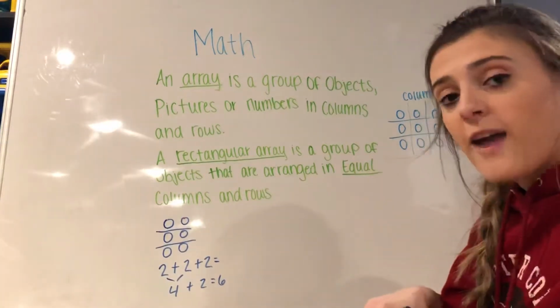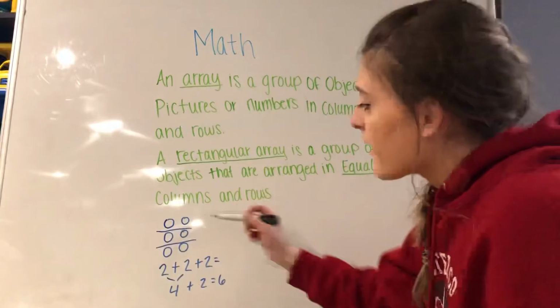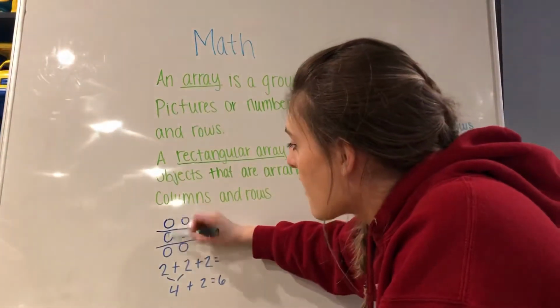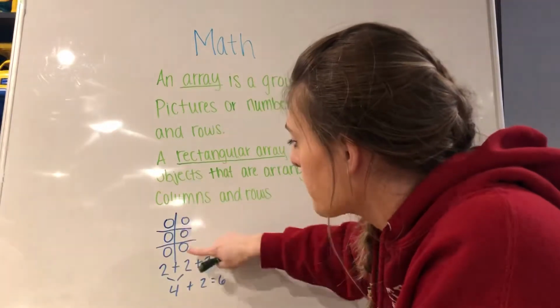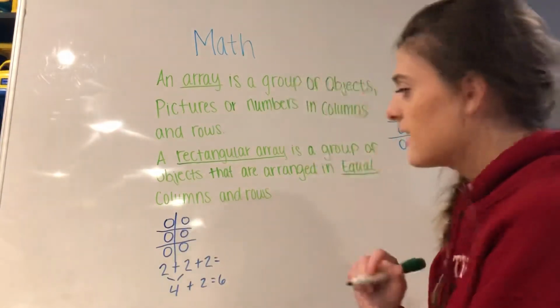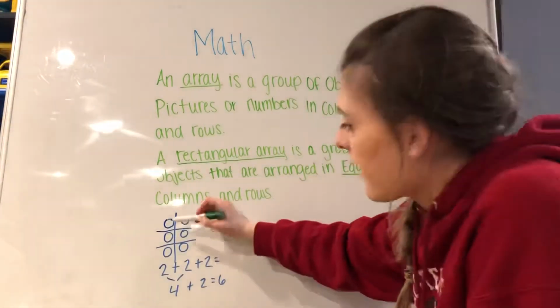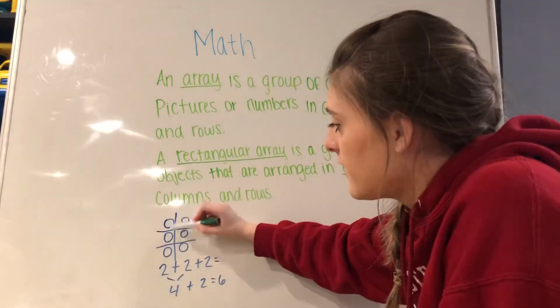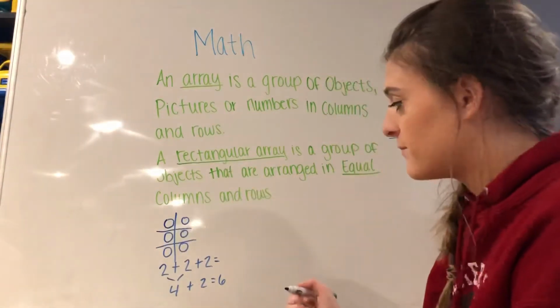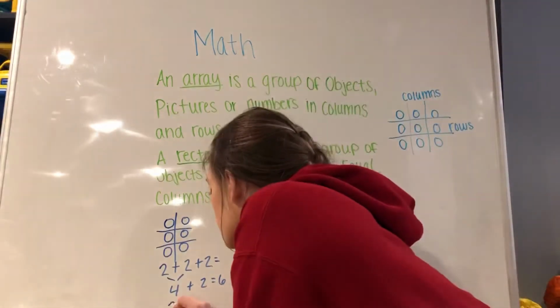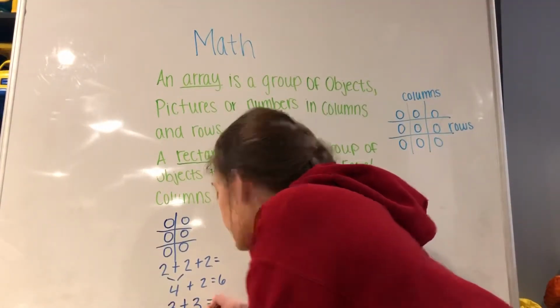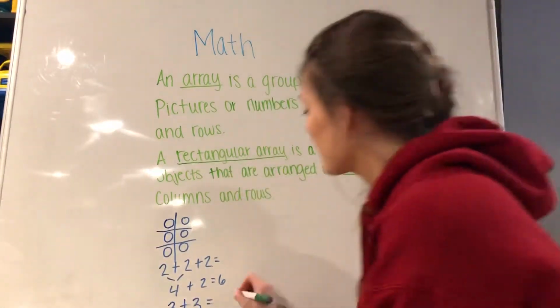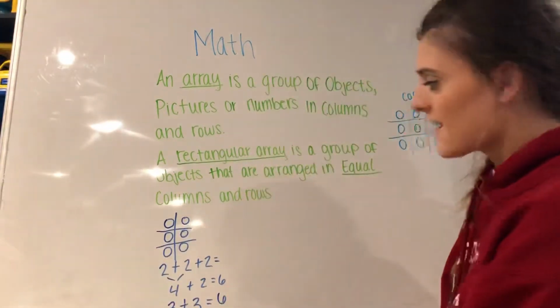The second way that you will is by looking at the columns. So we're going to look at our columns that go up and down. And we have 2 columns, and we have 1, 2, 3 circles in each column. So we would write 3 plus 3, and 3 plus 3 are our doubles, so we know that that is 6.